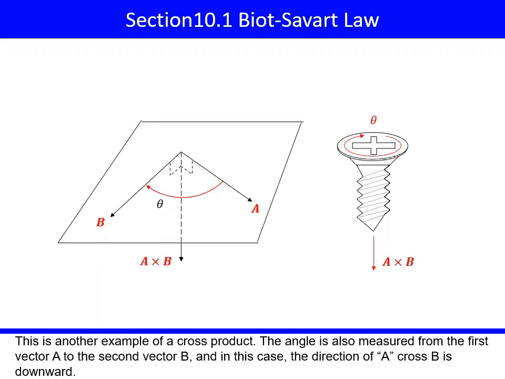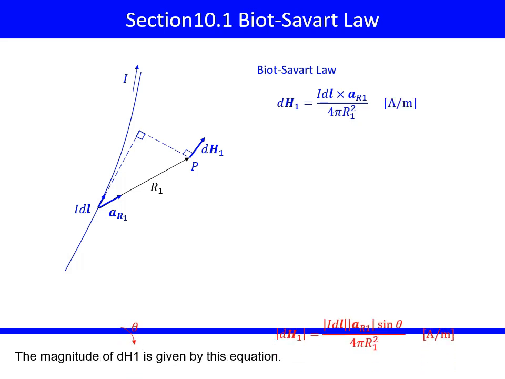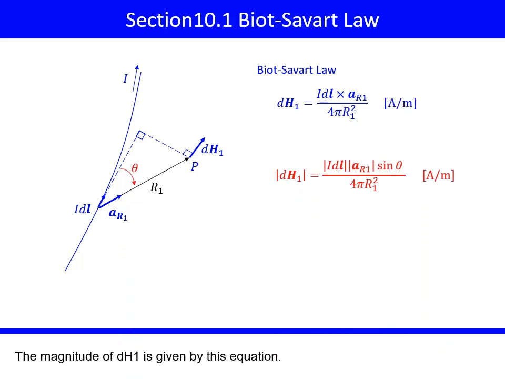This is another example of a cross product. The angle is also measured from the first vector A to the second vector B, and in this case, the direction of A cross B is downward. Therefore, dH1 is perpendicular to the plane in which both IdL and aR1 lie. The unit of magnetic field strength is Ampere per meter. The magnitude of dH1 is given by this equation.